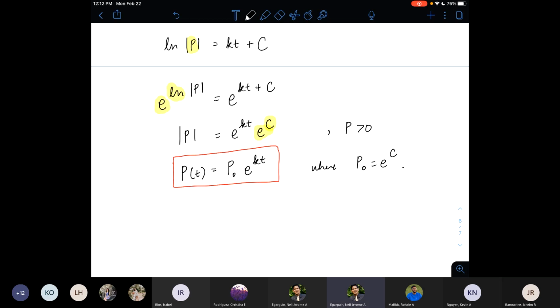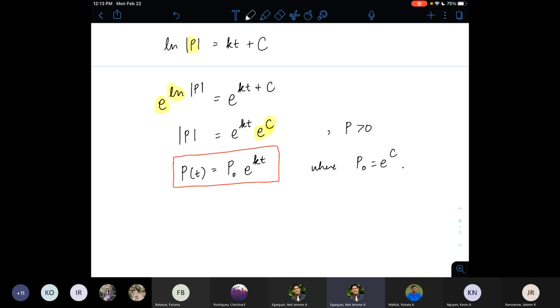Why do you think, guys, I used the variable p sub 0 for that arbitrary constant e to the c? Do you guys remember how p sub 0 was interpreted? Anybody? The initial value or something, like the initial of something? Yeah, that's correct, Fatuma. P sub 0 is the initial value.